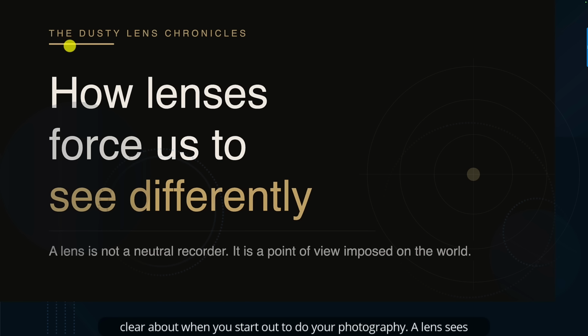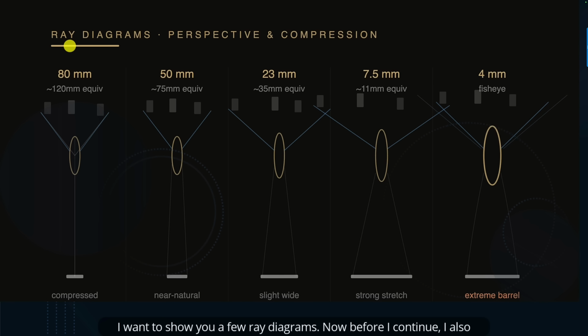A lens sees differently depending on its focal length and depending on the sensor. So it's absolutely critical that you start to learn how to see how the lens and camera combination actually perceives the world. So let's get into it now. I want to show you a few ray diagrams. Now, before I continue, I also want to point out that I used Claude LLM to help me make these slides. But let's start from the left.